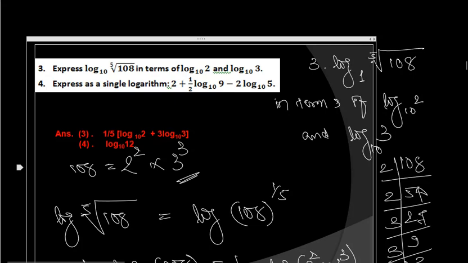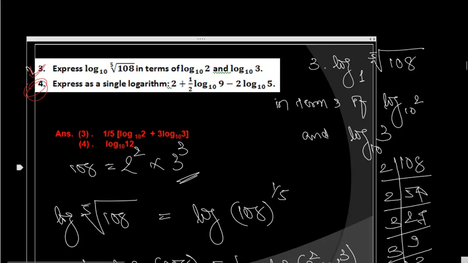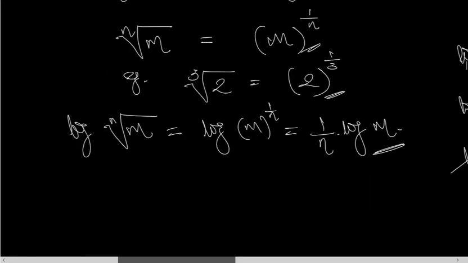Express as a single logarithm. That's the fourth question. We just did the third question. Now the fourth question. Express as a single logarithm: 2 plus half log 9 to the base 10 minus 2 log 5 to the base 10. Okay, let me write it over here.